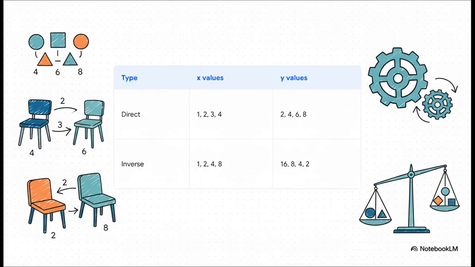And when you put them side by side like this, the difference is crystal clear. Look at the direct proportion. As x gets bigger, y gets bigger right along with it. But check out the inverse proportion. As x gets bigger, y actually gets smaller. They move in opposite directions. But you see, both of them are just special kinds of these correspondence rules we've been playing with this whole time.